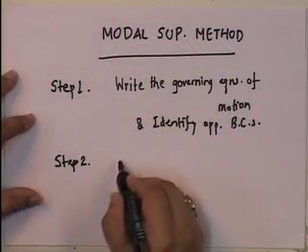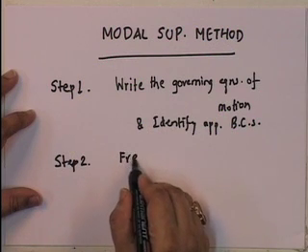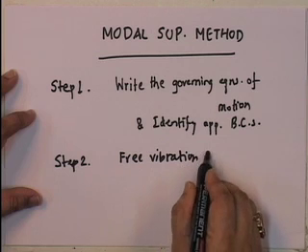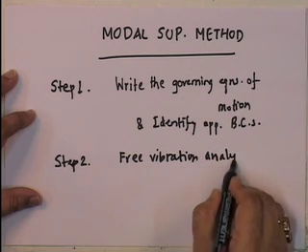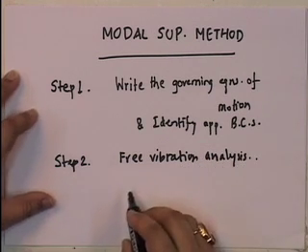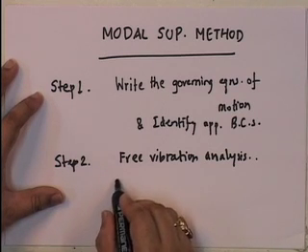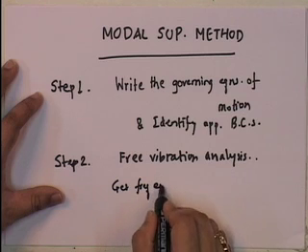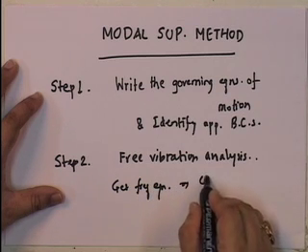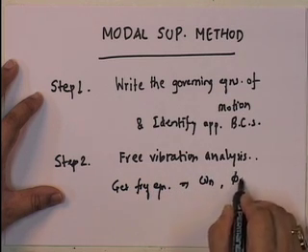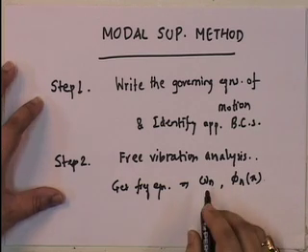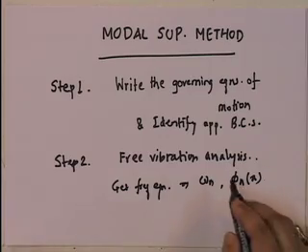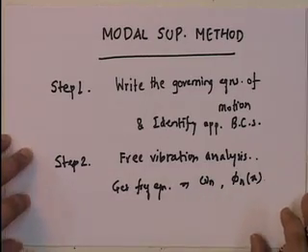The next step is, in other words, get the frequency equation, then derive omega n and phi n of x. In this particular case, we are talking about a beam, so it is always phi n of x. Okay, so that's step 2.